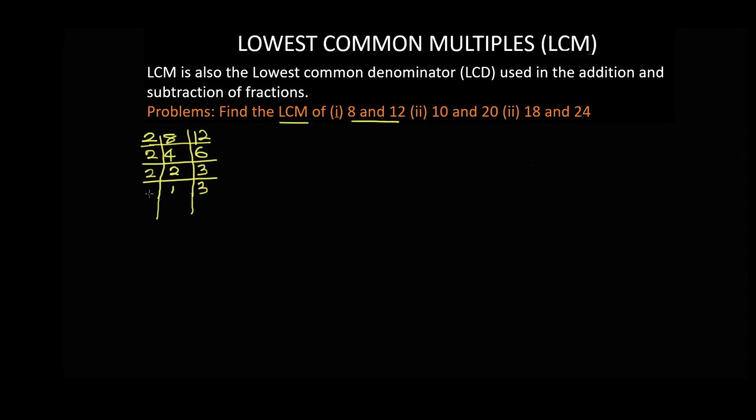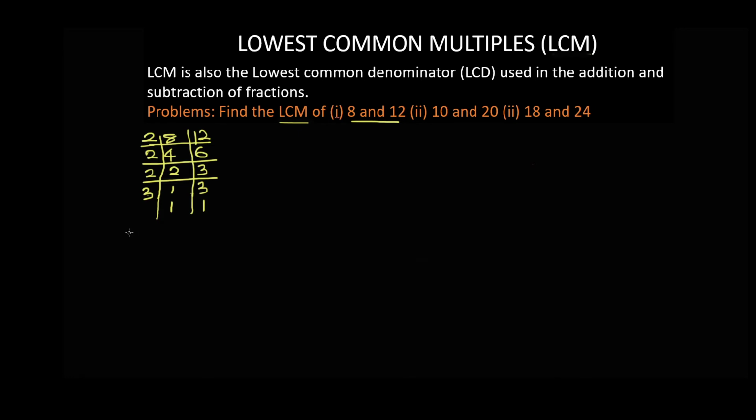This is 3. The next thing is 3 can divide. So 3 in 1, just put down 1. 3 in 3 is going to be 1, because this is already 1 right here. 3 in 3 is going to be 1. As you can see, we have been able to divide 8 and 12 until we get to 1.